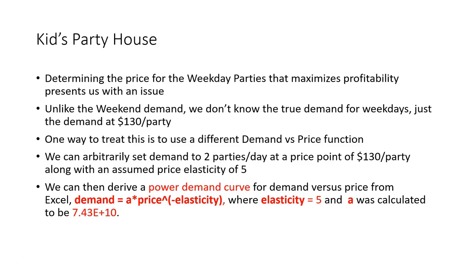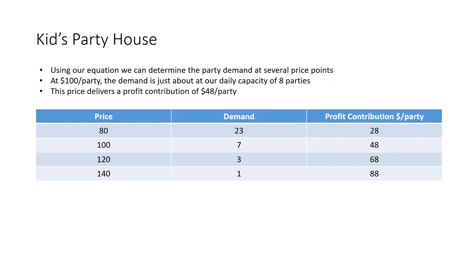And in this case, demand is equal to a constant called A times price taken to the power of the negative elasticity, where we earlier said the elasticity was 5. And from the Excel Solver engine, we calculated A as being 7.43 to the 10th power. Using that equation, we can determine the party demand during the weekdays at several different price points. And this information is summarized in the table below.